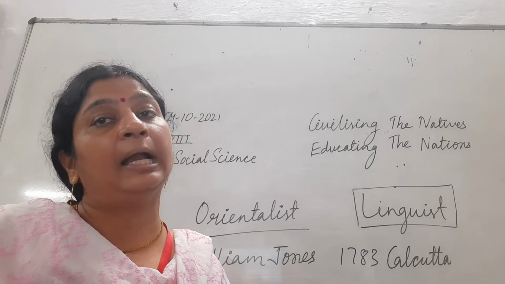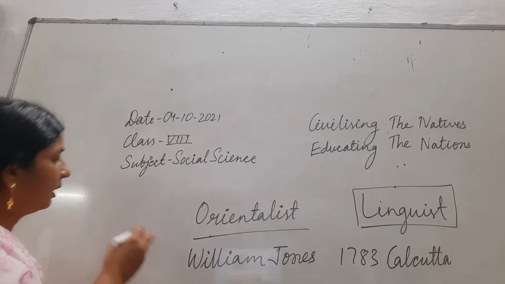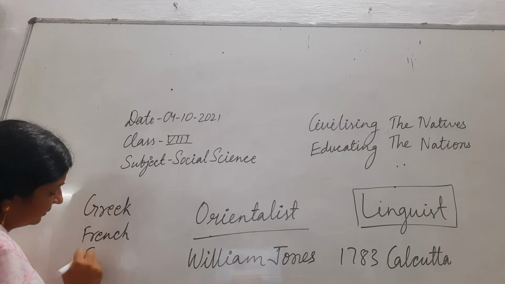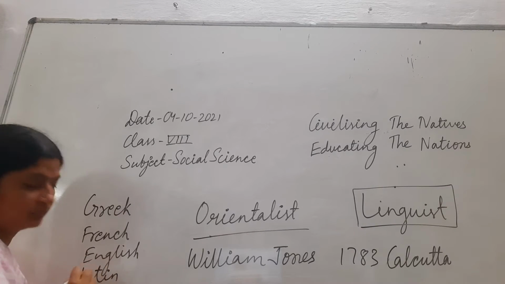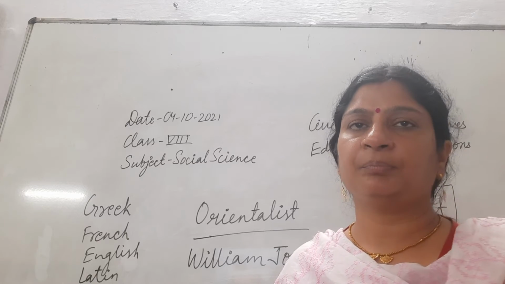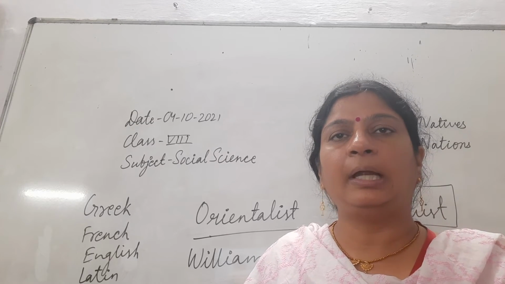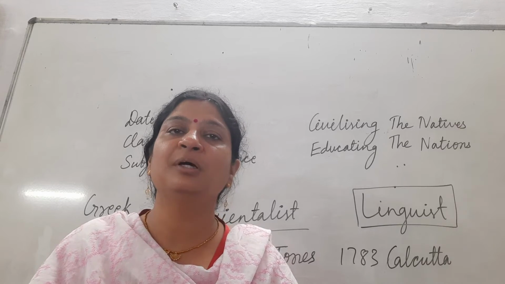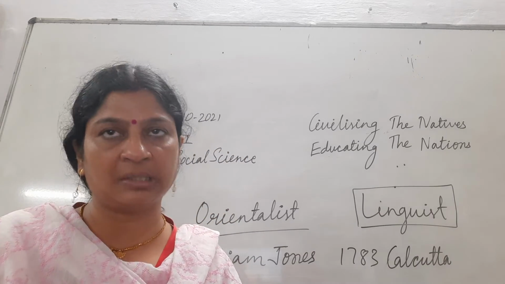He had studied Greek and Latin at Oxford, and he also knew French and English. So you can understand how many languages he knew: Greek, French, English, Latin. Not only this, when he came to India, he started studying Persian, and he spent many hours a day with pandits who taught him the Sanskrit language. That's why he is known as a linguist, because he had interest in various languages.